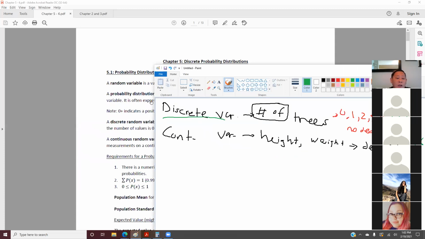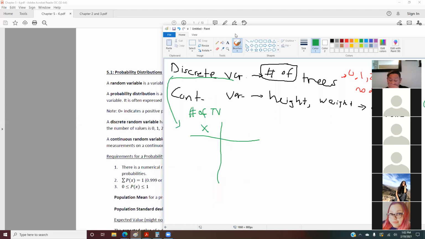In chapter 5, we are talking about a random variable. A random variable is usually denoted by X, and it is usually the number of something. So let's say number of TVs. I can get data from you guys where X is the random variable, and the number of TVs can be 0, 1, 2, 3. Let's say in this classroom, Linda has 6 TVs in the house and she's the only one, the highest number of TVs.